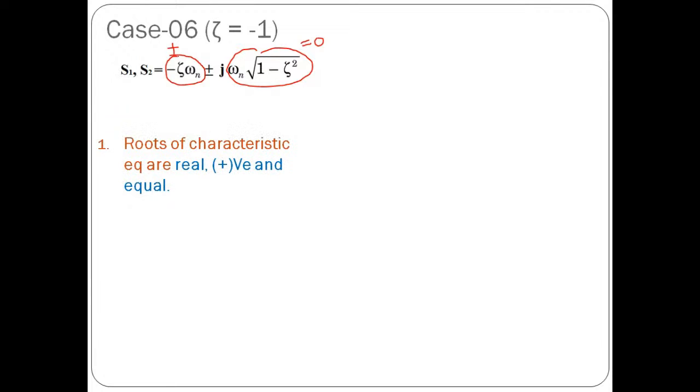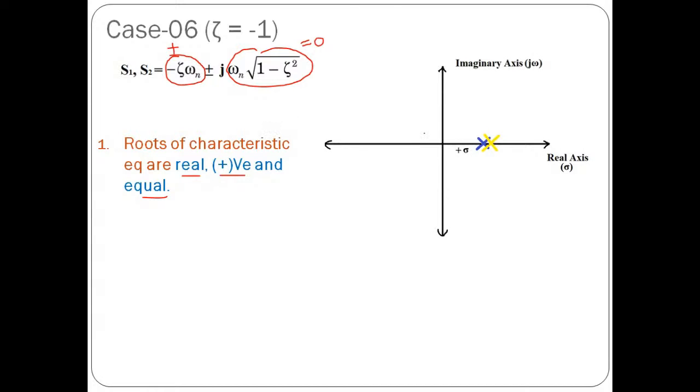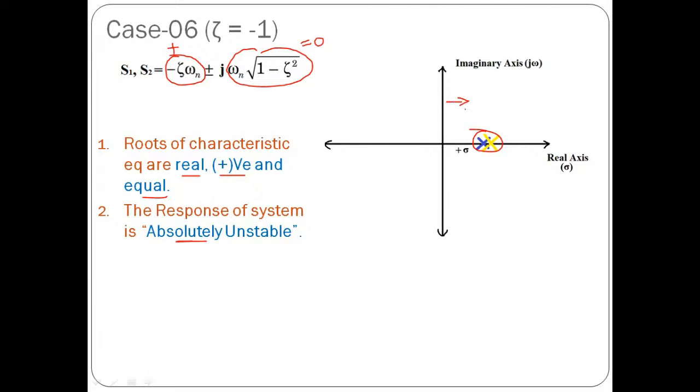That is important. See, the roots are real, equal, and positive. And suppose you are interested to indicate them on the pole-zero plot or in the S plane, they are going to be located at this particular point. And in this case, the system is said to be absolutely unstable. That is important. Absolutely unstable. Why? Because the locations of the poles with respect to the imaginary axis are on the right hand side. Hence, the system is unstable. That is important.